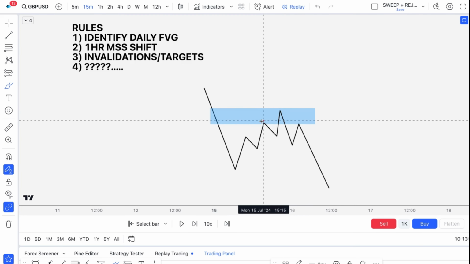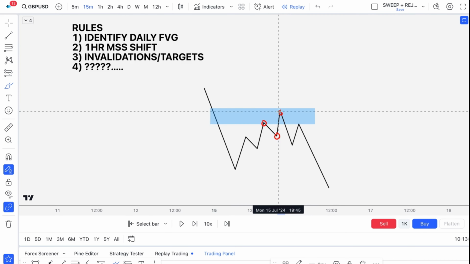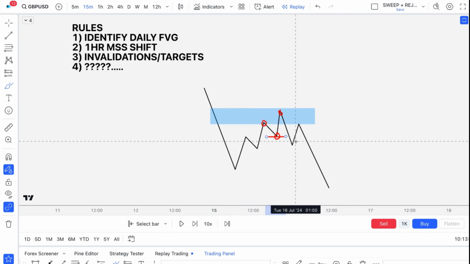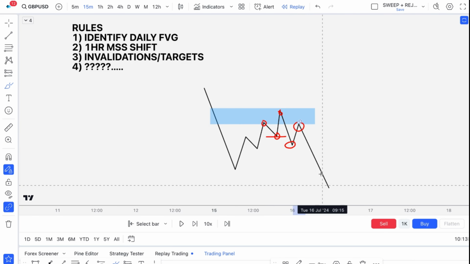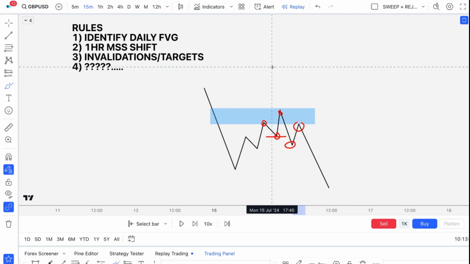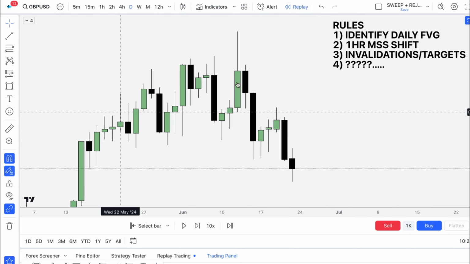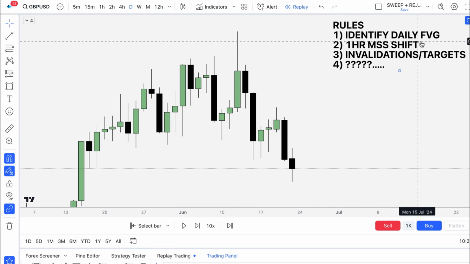So what we have here is a high, a higher low, followed by a higher high. Then we get a strong market structure shift to the downside right here. Then we're looking for a pullback and a potential short trade to the downside to go with the higher time frame momentum. So this right here is exactly what we're looking for if we're looking to short this market to the downside. Okay, so step number one is to identify our daily fair value gap.